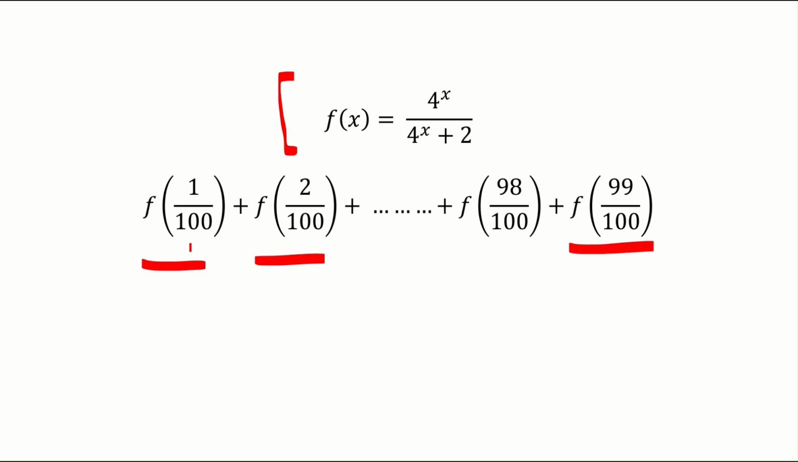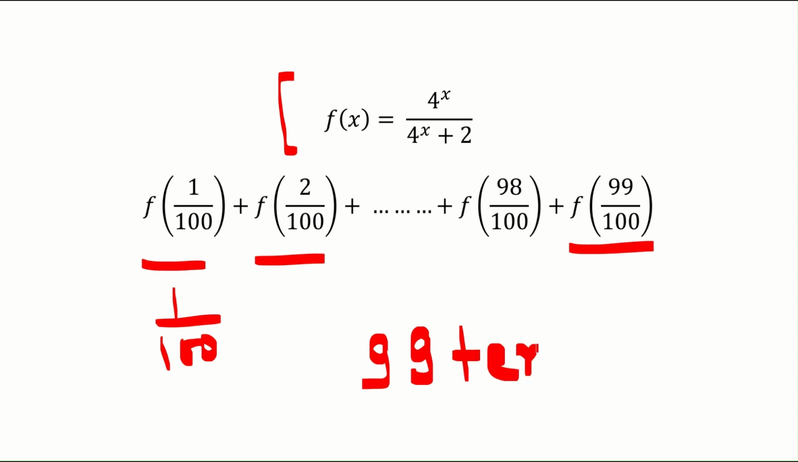We can try to analyze the terms of this expression that we have to evaluate. We are going from 1 over 100 to 99 over 100, so we can say that we have a total of 99 terms in this whole series, and we want to evaluate the sum of this series or this expression.